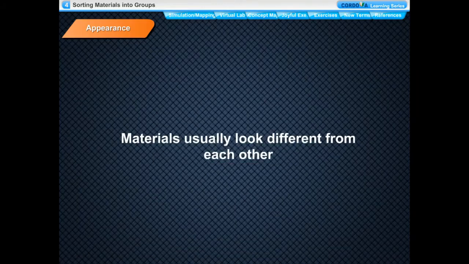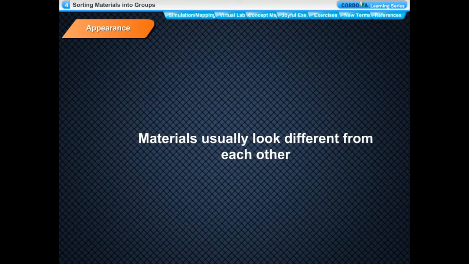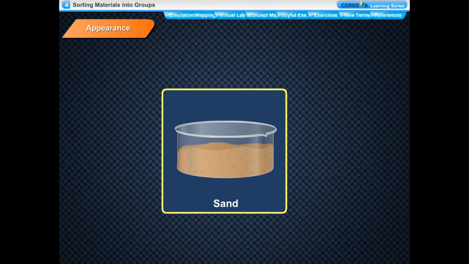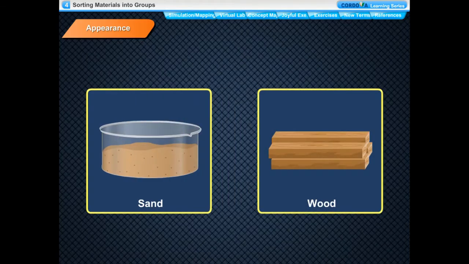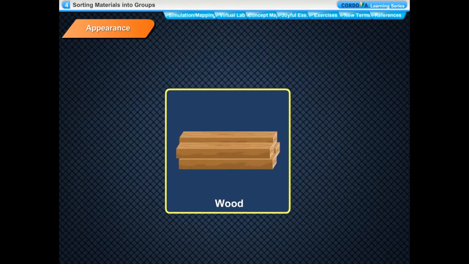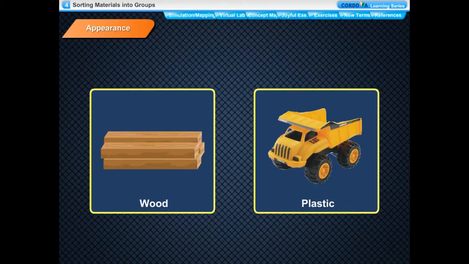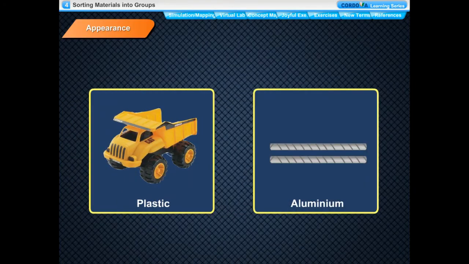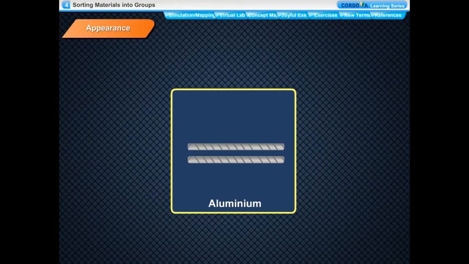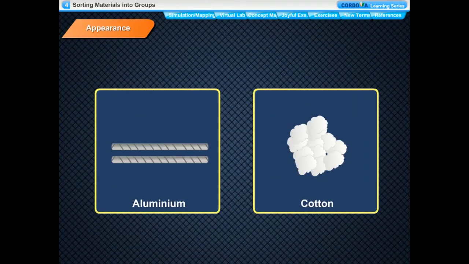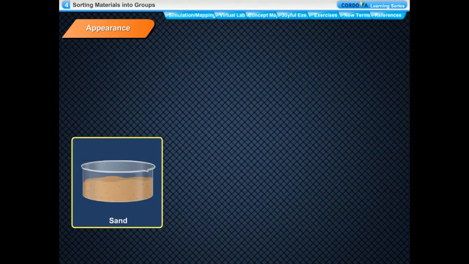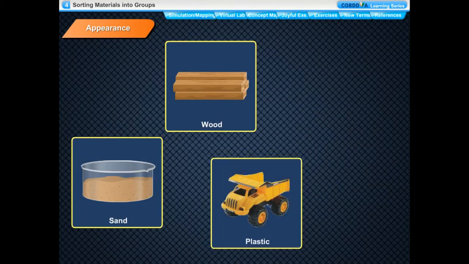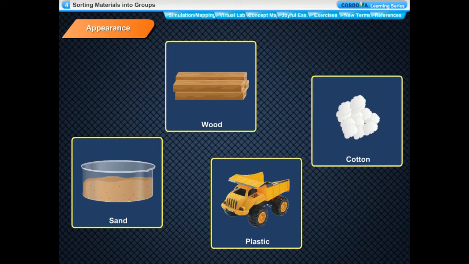Appearance. Materials usually look different from each other. Sand looks very different from wood. Wood appears quite different from plastic. Plastic looks different from aluminium. Aluminium looks different from cotton. At the same time, there are some similarities between sand, wood, plastic, and cotton that are not there in aluminium.